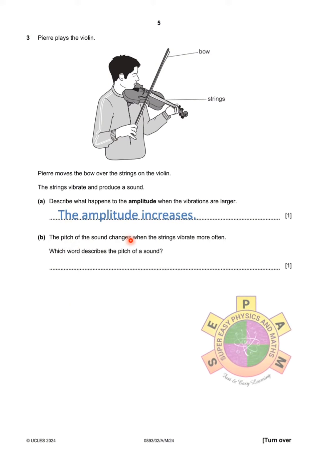The pitch of the sound varies when the string vibrates more often. So what factor or what component of the string affects the pitch of the sound? That has to do with the frequency. Which word describes the pitch of a sound? Frequency, which is the number of vibrations per unit second.